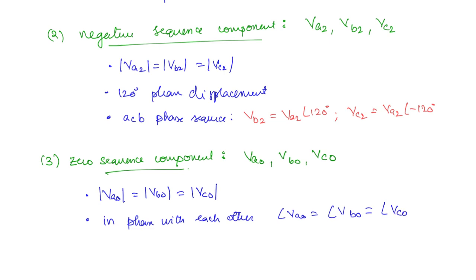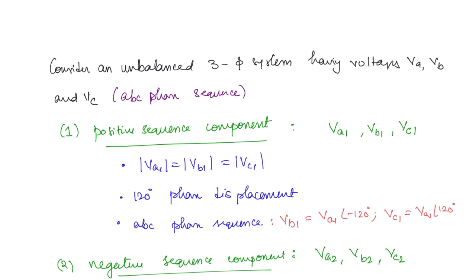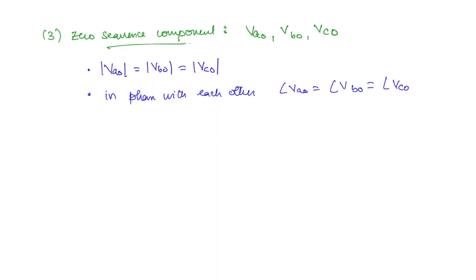Now the big question is how these are related to our original three-phase unbalanced system having these voltages. We will see what that relation is. Each of the phases is equal to the phasor sum of its sequence components. That means VA will be equal to the zero sequence component of phase A plus the positive sequence component of phase A plus similarly the negative sequence component of phase A.